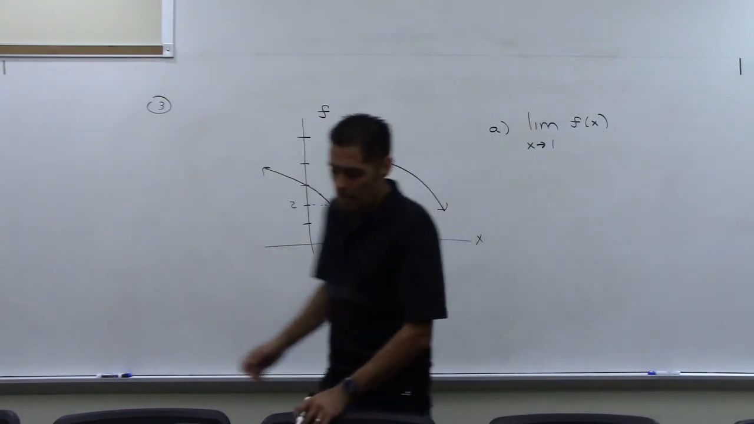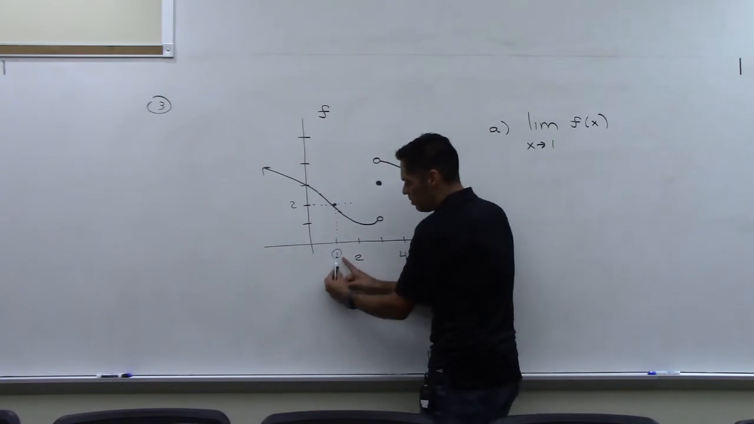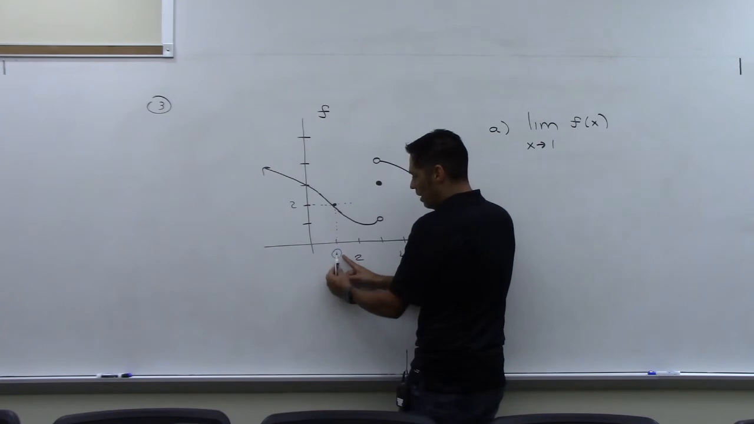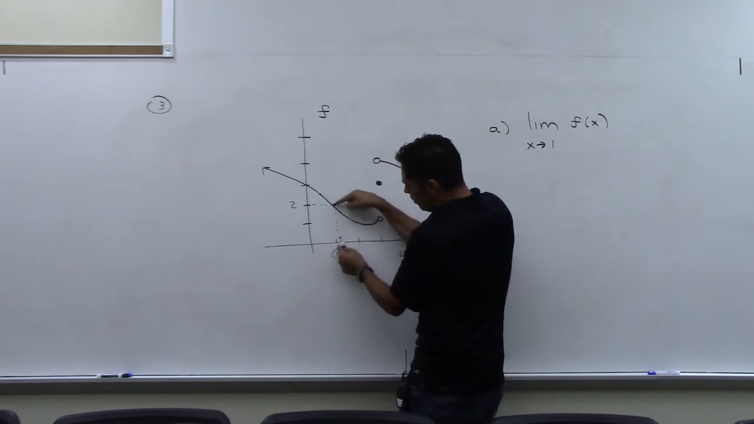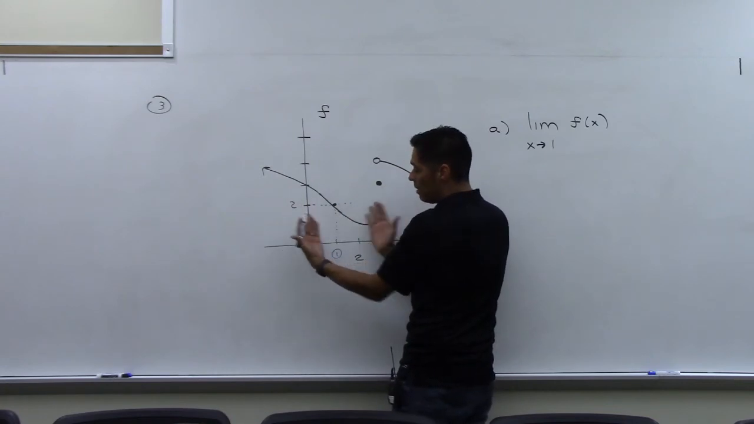I apologize. Okay, so we are going to be looking at what happens as x approaches 1, and we're looking at the y value. So at 1 it was 2, but we're going to be approaching it. So we have to look at 2 different scenarios: the left side and the right side.